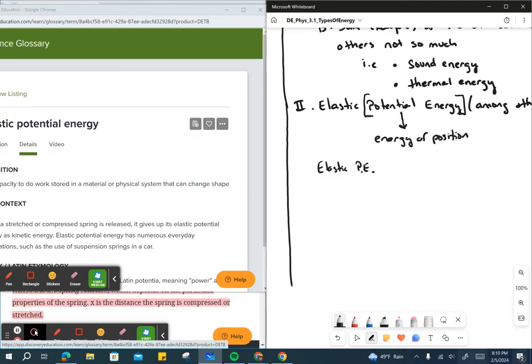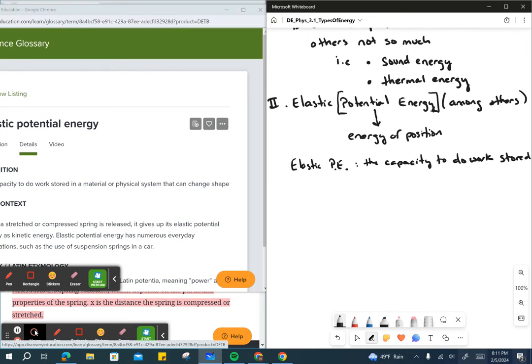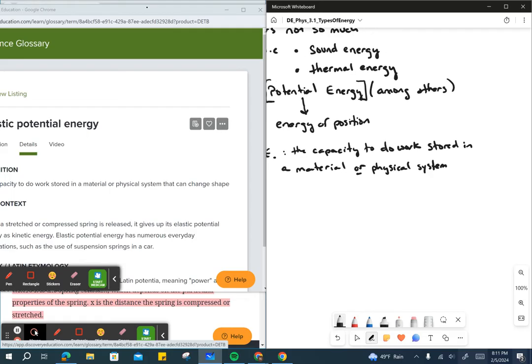Okay, that's what PE stands for, potential energy. The capacity to do work stored in a material or physical system that can change shape. Can you think of some other forms of elastic potential energy?